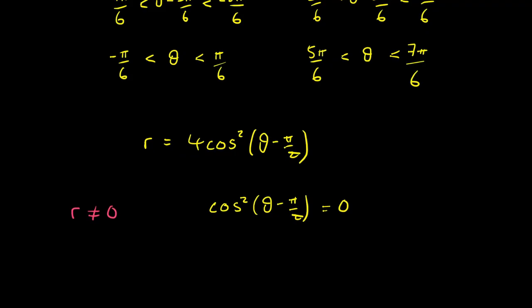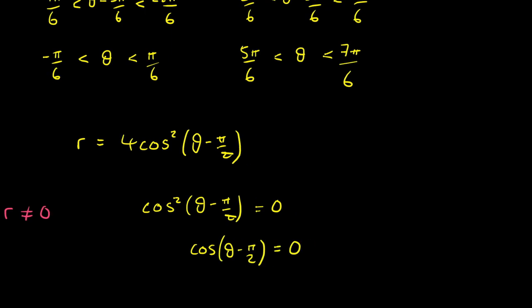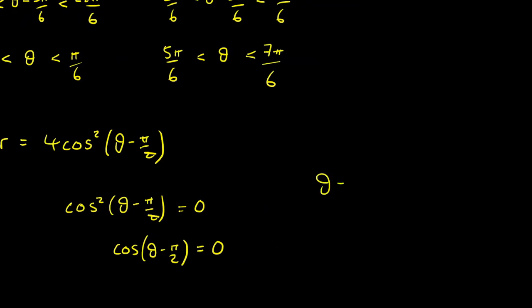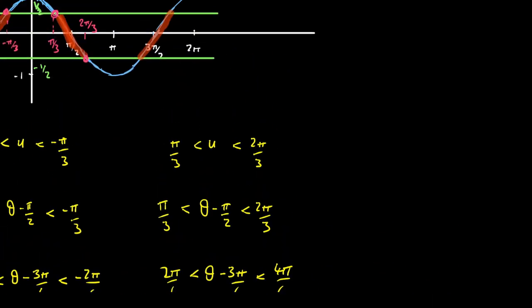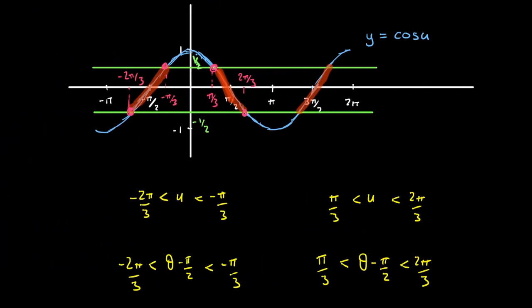So cos of theta minus pi by 2 is equal to 0. So if we invert that, then we're going to get theta minus pi by 2. Well, when is cos equal to 0? It's equal to 0 at pi by 2 and at 3 pi by 2 or minus pi by 2 as well. Just using the graph, right? So if I go back to the graph, where is cos equal to 0? Cos is equal to 0 here, here, here.